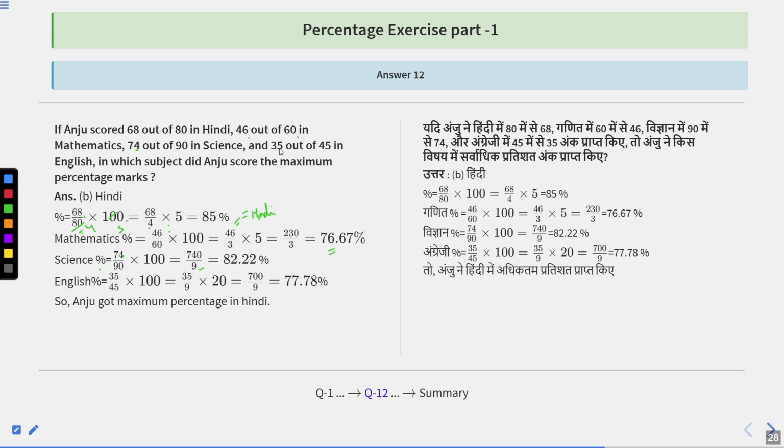In English, she was getting 35 out of 45. So the percentage is 35 upon 45 into 100, that is equal to 700 upon 9, which is 77.78%. So we have to find in which subject Anju scored the maximum percentage. Anju is getting 85% in Hindi, which is the maximum in terms of percentage. So option number B, Hindi, is the right answer.